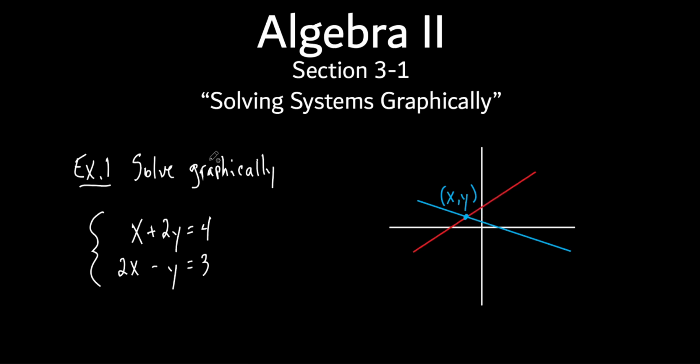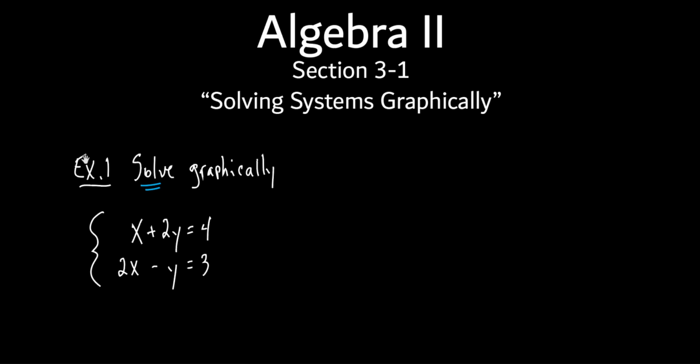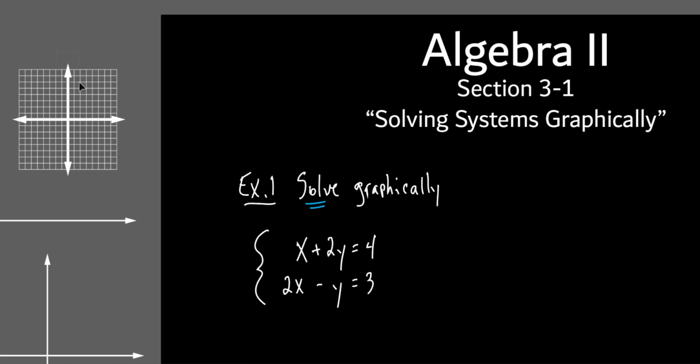So when it says solve, you're asking to find the x and to find the y. Find the point of intersection. That's what we're trying to find. Everybody good with that? That's not too hard. Let me grab a graph that I've already made.